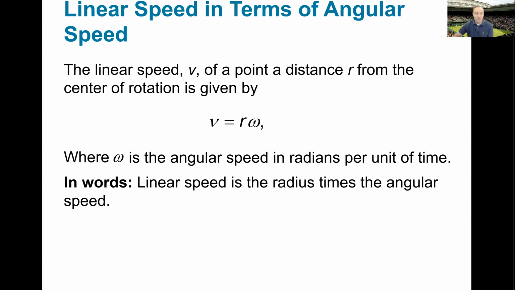Now, the linear speed v of any point a distance r from the center of rotation is given by the velocity is equal to the radius of our circle times this omega value, which is our angular speed, where omega is the angular speed in radians per unit of time.